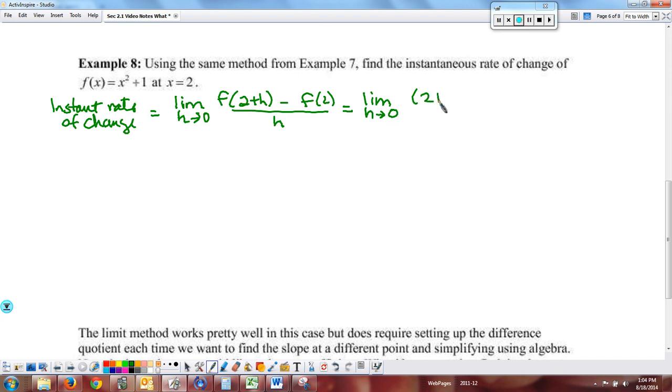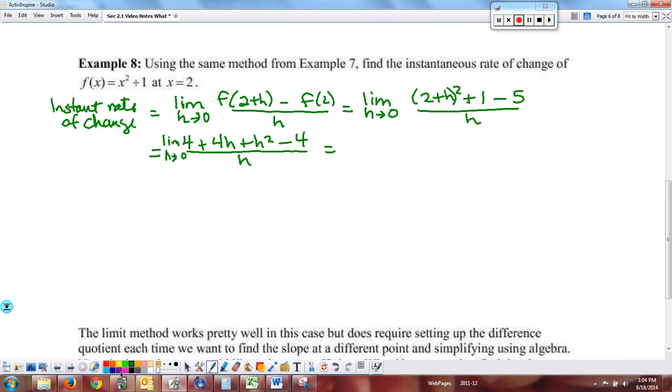We would have our 2 plus h squared plus 1 minus our f of 2, which was 5, all over my h. Bring down to the next line. We'll go ahead and FOIL this out: 4 plus 4h plus h squared minus 4. And again, make sure you write the limit as h goes to 0 in front. Kind of squeeze it in there if you forget.